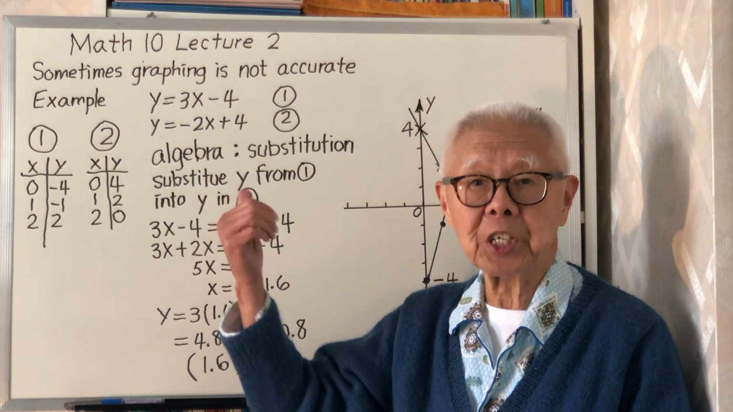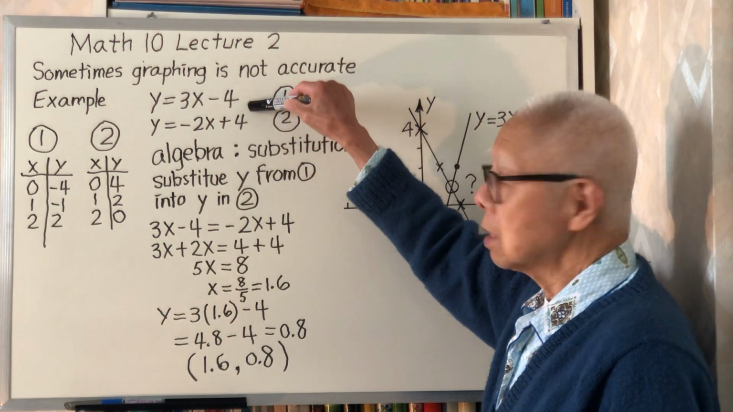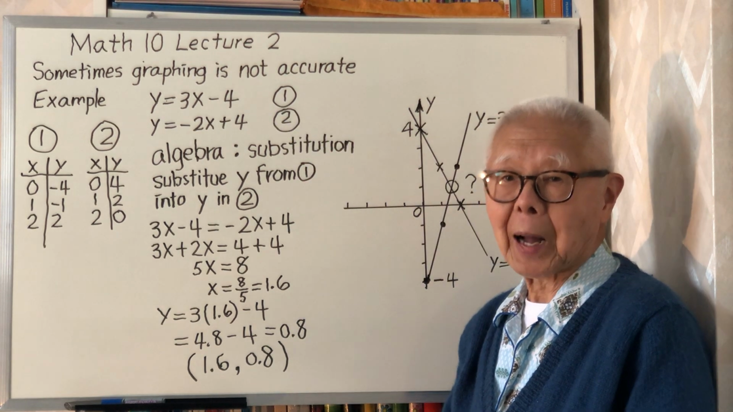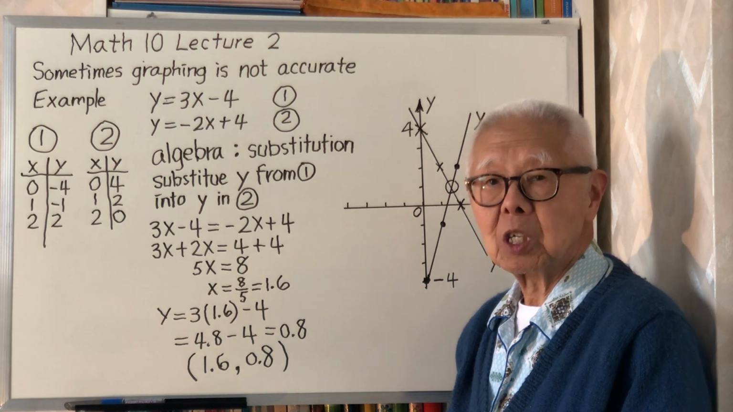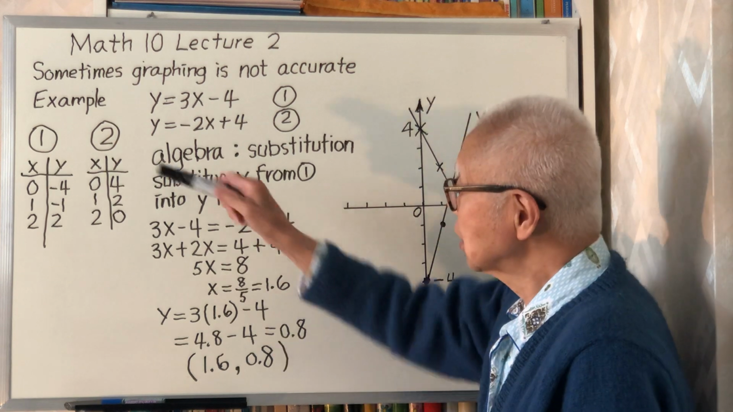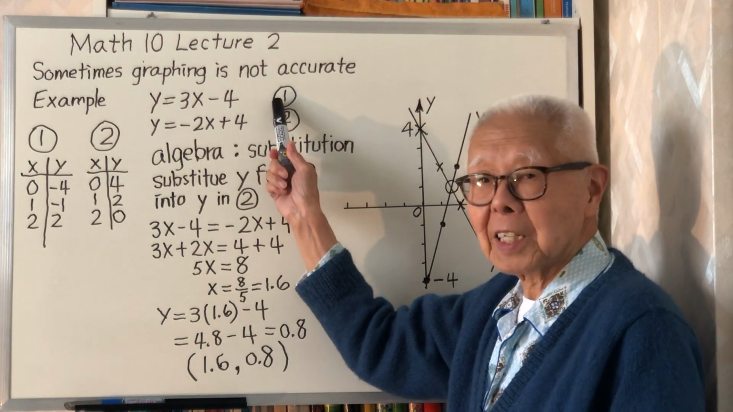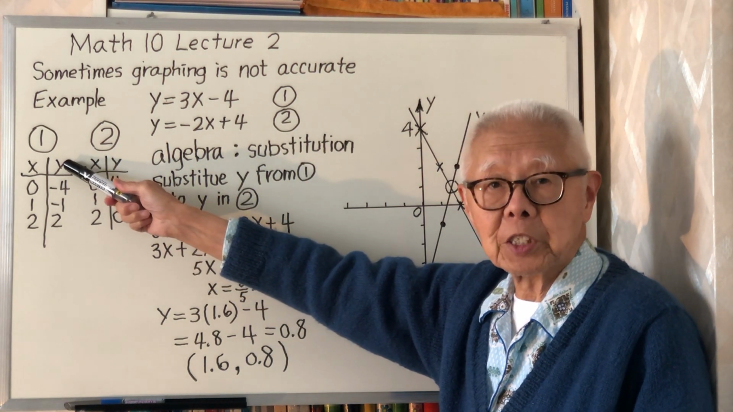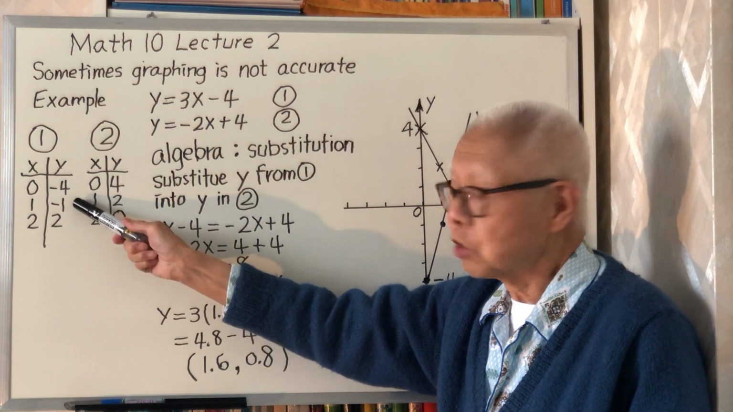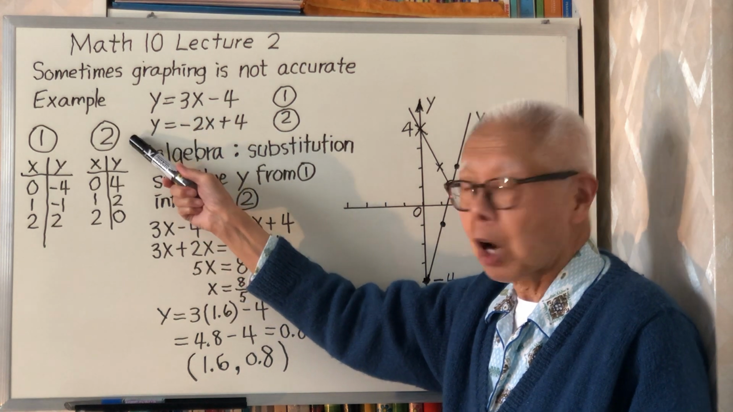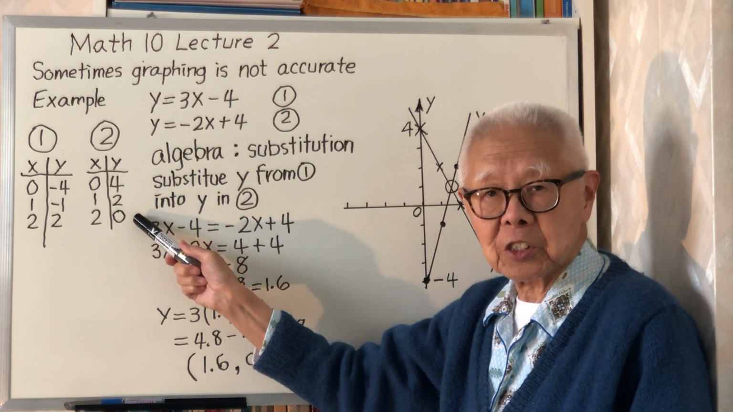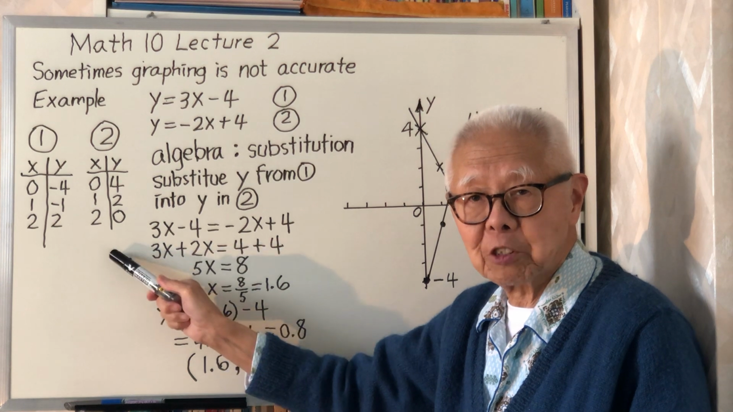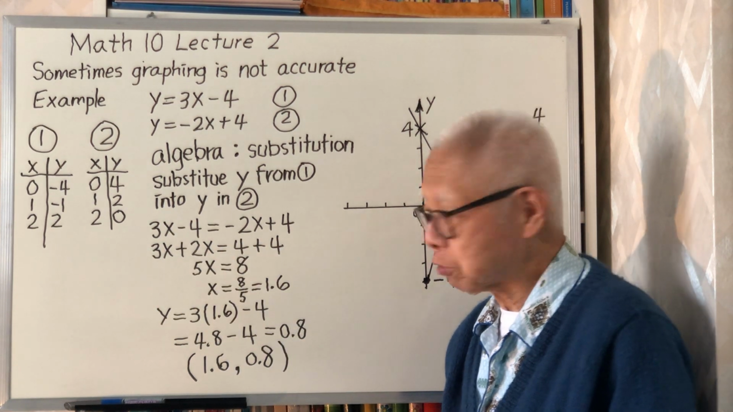So I have an example here right now. Let's do this system of equations using the graphing method. As we discussed in the last lecture, we do a table of values. Let's label the first equation 1, the second equation 2. From equation 1, I have this table of values. From equation 2, I have this table of values. From these two tables of values, I can draw the graph.